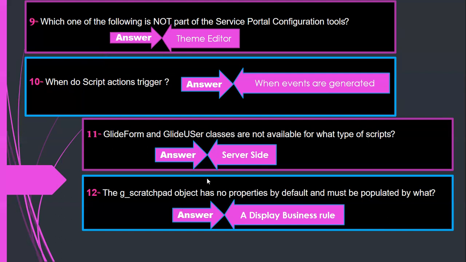Okay, so remember, I just gave the answer. There would be multiple options, correct? Under that, you have to find which one is suitable. Maybe this question would be asked like, glide form classes are not available for what type of scripts, or scripts which are not supported for the glide form classes. So what is the answer? The same answer would be there, correct? So do not remember those questions, only the concept, and whatever the written answer, that you have to recall.